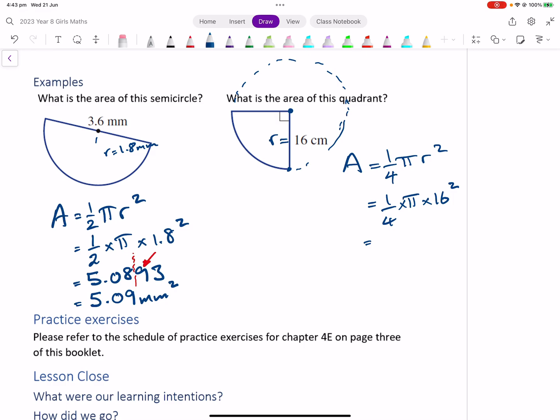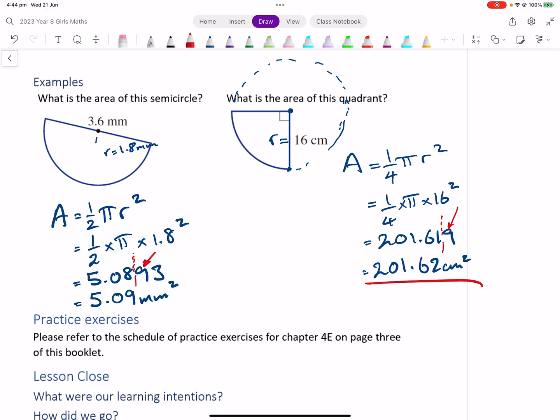Hey Siri, what's 1/4 times pi times 16 squared? The answer is approximately 201.0619. Thank you, Siri. Let's have a look at our critical digit. It is a 9, which is 5 or more, so we're going to have to round this one up. 201.62 centimetres squared, and I'm just working to 2 decimal places.